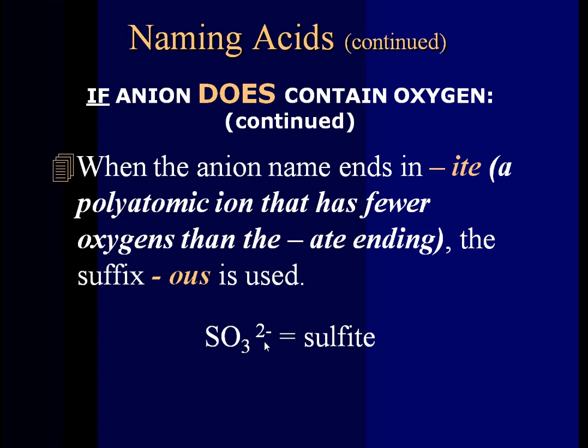Don't get hung up on the charge. Charge always remains the same. We'll talk about why the charge remains a -2 later on in the year when we start talking about oxidation numbers. So we have sulfite. Since we have sulfite, we're going to drop the ITE ending and add OUS instead of IC. IC indicates that we have our full polyatomic ion. So if you want to call it sulfus acid, that's fine, but sulfurous sounds better. So H2SO3.